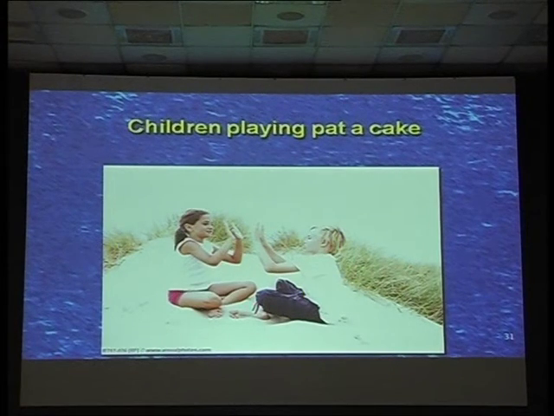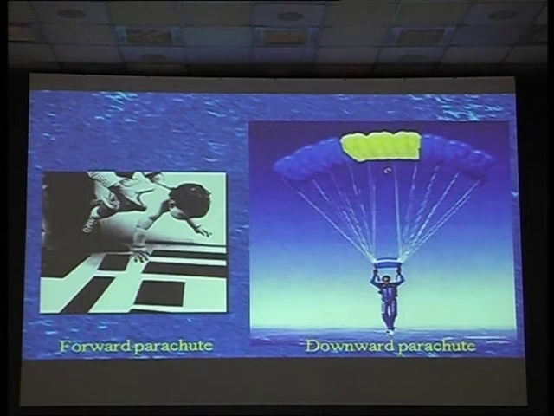Pat a cake is a Western terminology. Forward parachute. How early you can identify hemiplegia in an infant? A child having persistent grasp reflexes, cortical thumb. Generally, by 3 months, child must be able to open the hand spontaneously. There is no spontaneous hand opening beyond 3 months. That means spasticity of this limb.